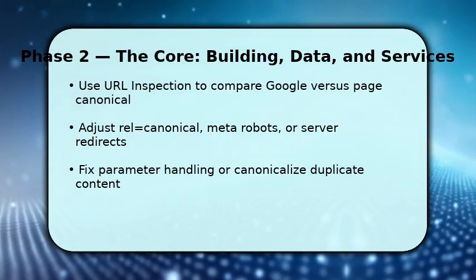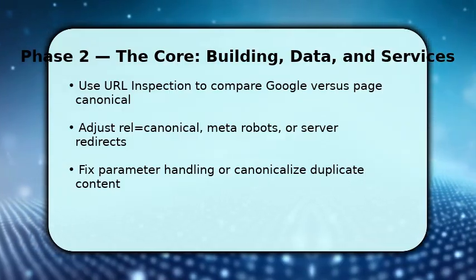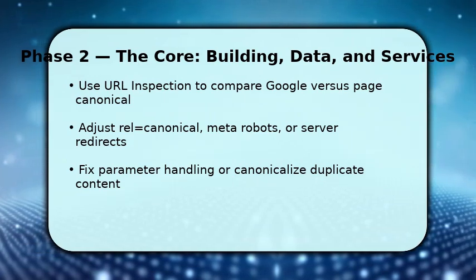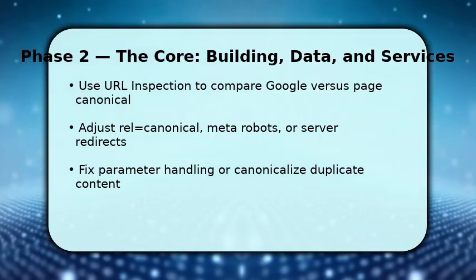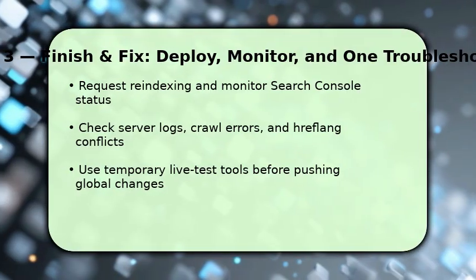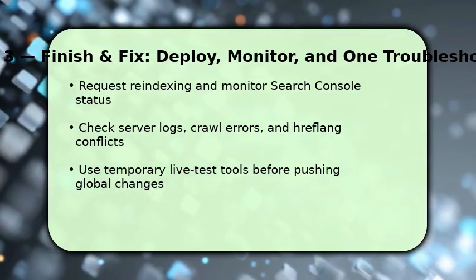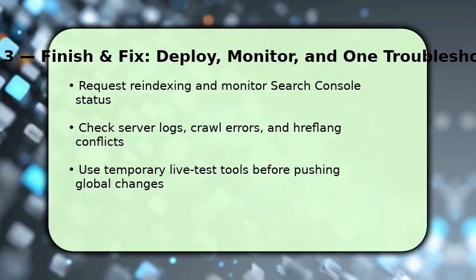For duplicate pages, consolidate content and use 301 redirects where appropriate. Once edits are live, request indexing in Search Console and reinspect to confirm Google sees the updated canonical. You finish by requesting indexing for fixed URLs and watching the coverage and URL inspection reports over several days. Make sure the canonical status changes to the preferred URL.